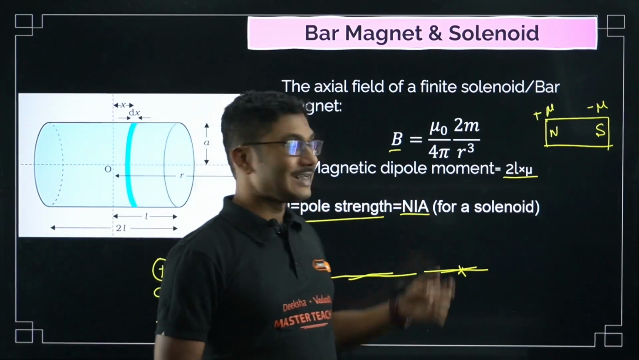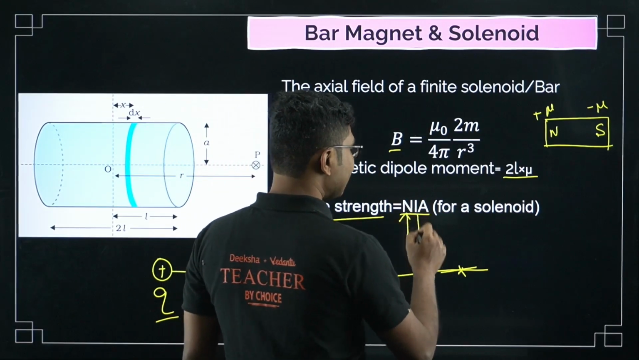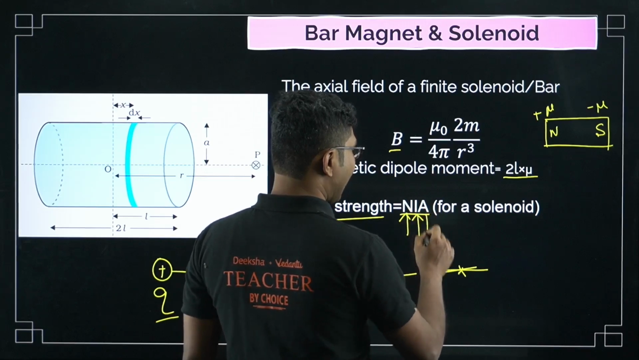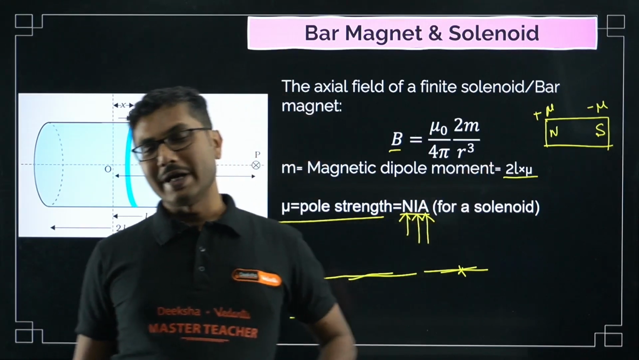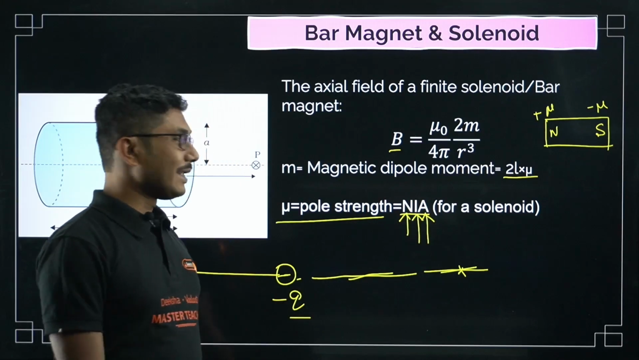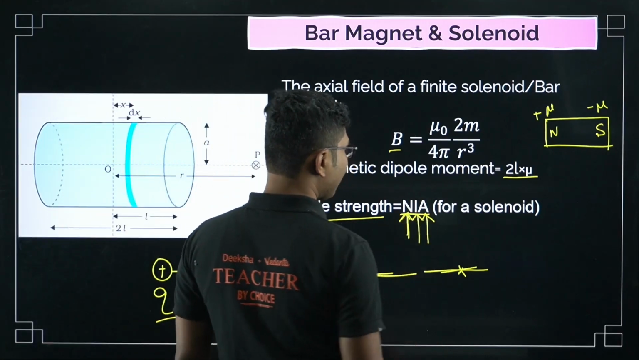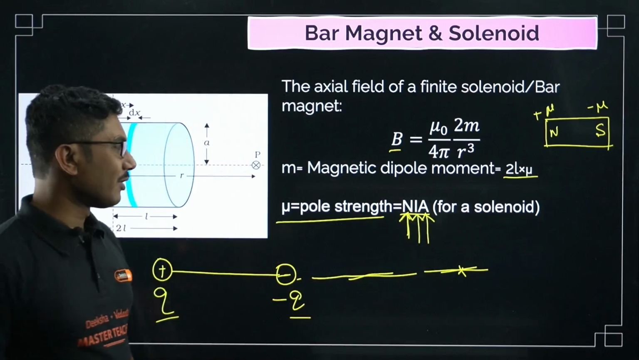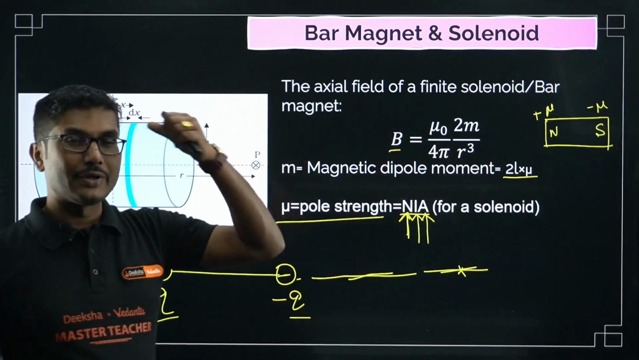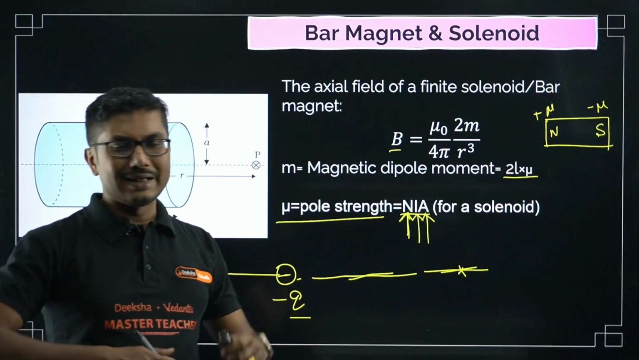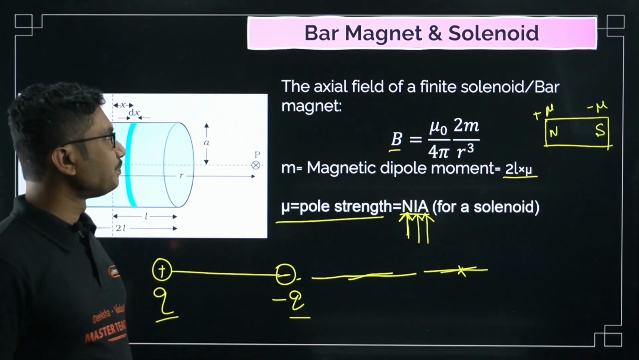So N is basically the number of turns in the solenoid, I is the current passing through, and A is the surface area. Now if you multiply it with 2L, you get the total magnetic dipole moment. Here N is basically the number of turns per unit length, and if you multiply it with 2L, you get the total number of turns. Whatever formula you want to remember, that is fine.